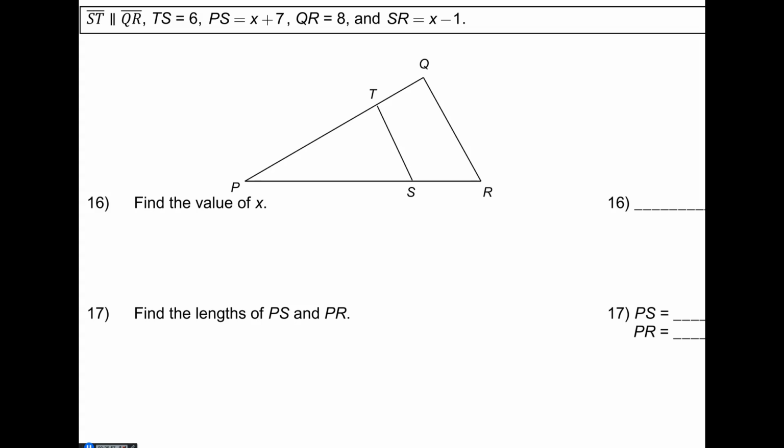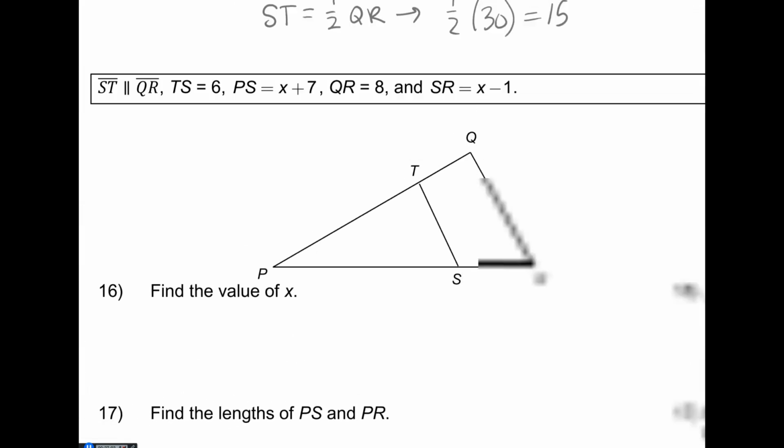So find the value of x. So I'm going to label everything first. So I know that ST and QR are parallel. So ST is parallel to QR, so I'm going to make sure to draw my little parallel line symbols in. Now I have T to S is equal to 6. P to S is x plus 7. Q to R is 8. S to R is x minus 1.